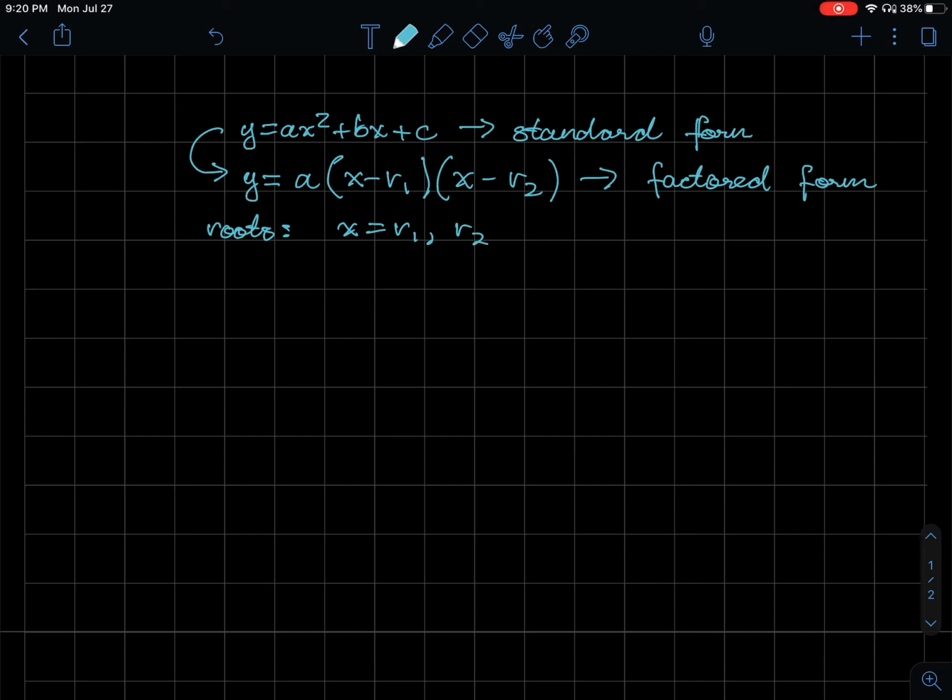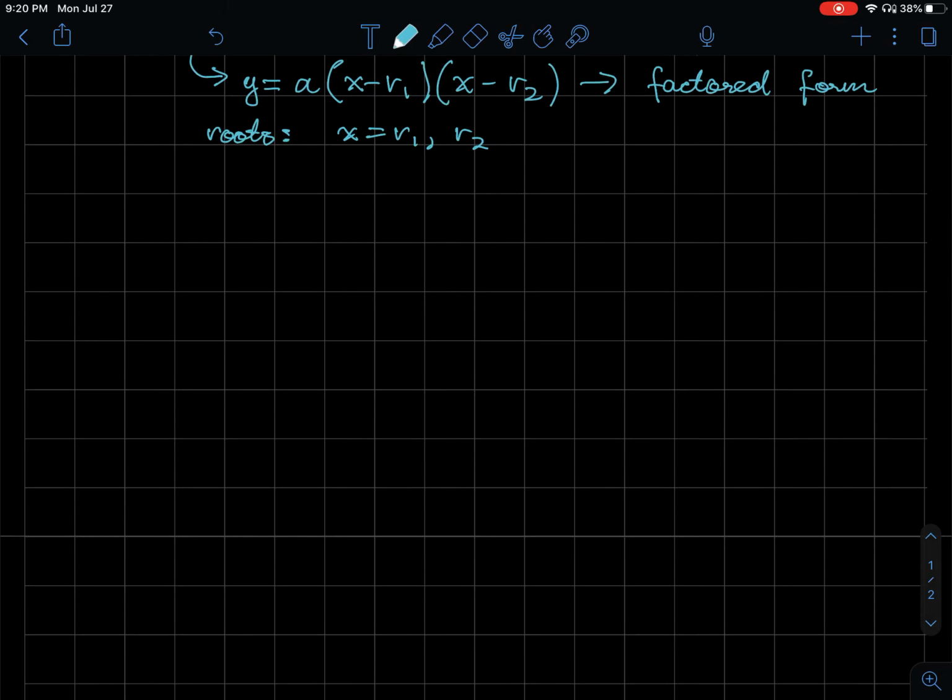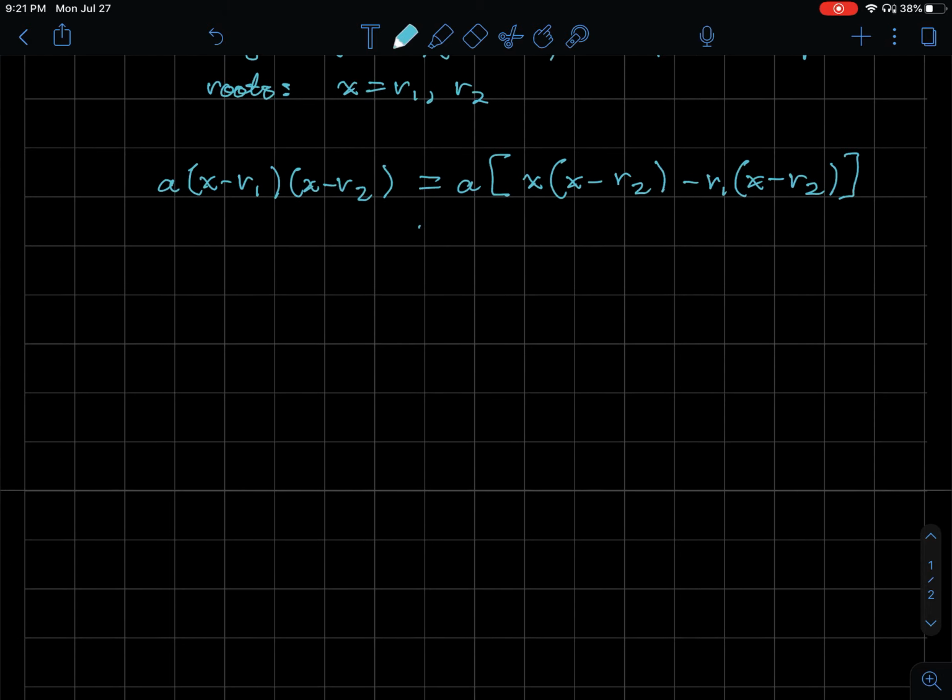Okay, now let's see what we get when we expand that. We get a into x minus r1 into x minus r2 is equal to a into x into x minus r2. So basically, we're just applying the distributive property here. Yeah, it's pretty simple, really. All we're doing is expanding this and seeing what we get. Now all we're going to do is just expand it again. So this term and this term need to be expanded, so we're going to go ahead and do that.